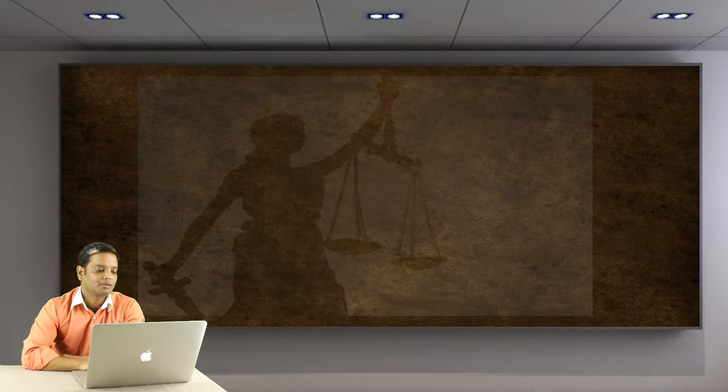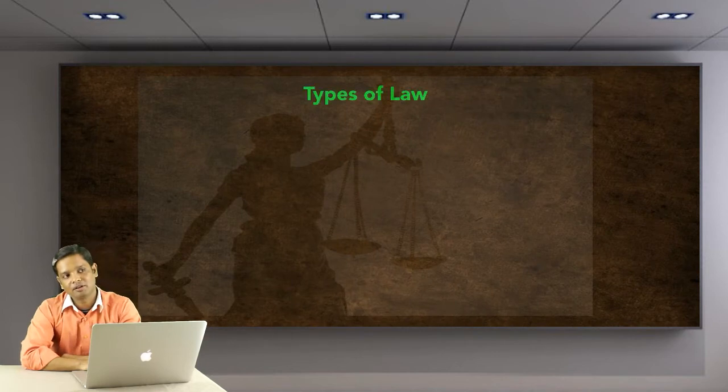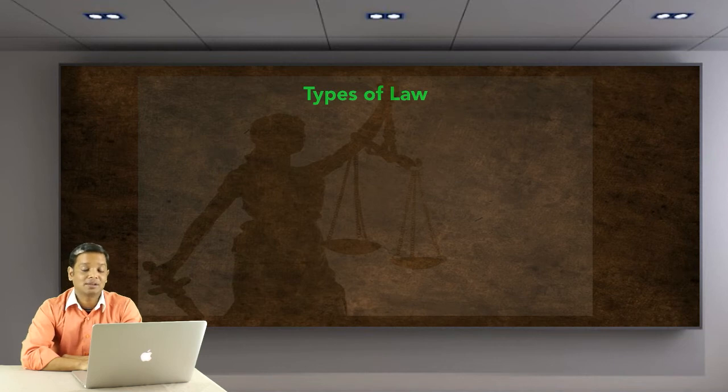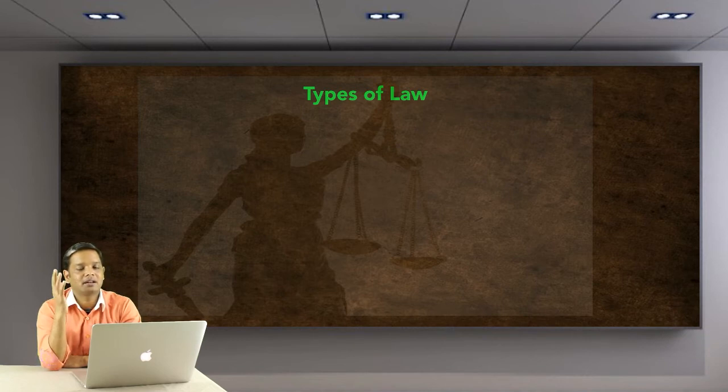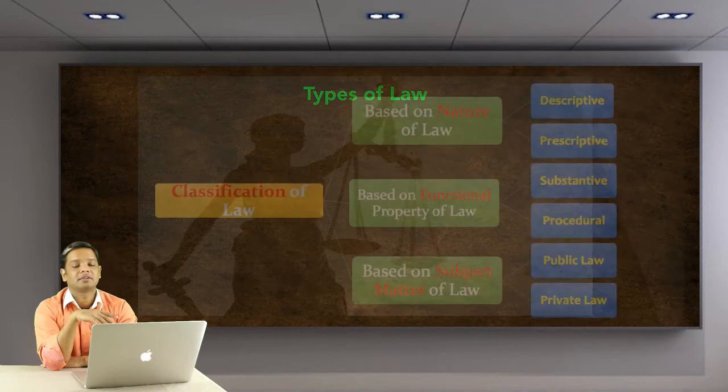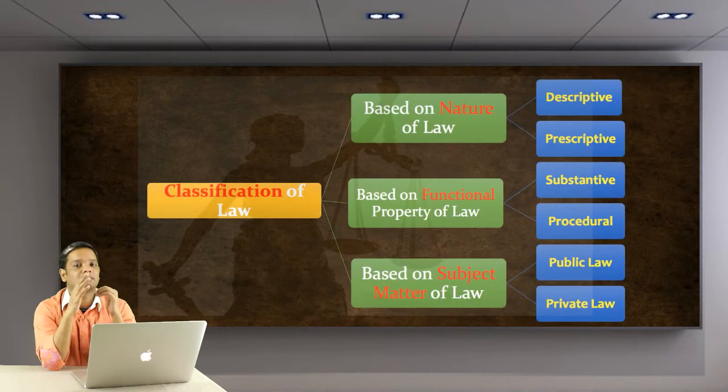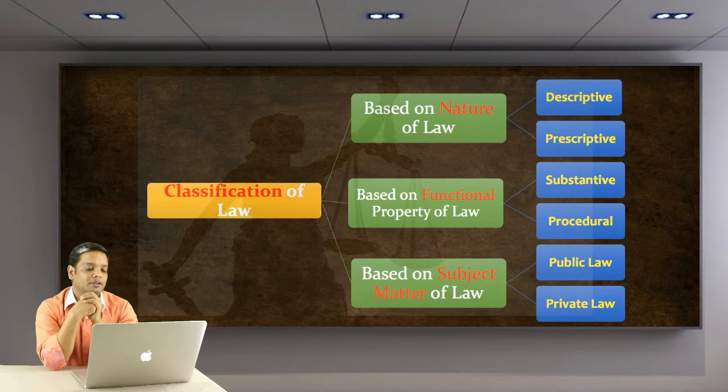Now come to the next topic, that is classification of law. Law is again classified on different bases. It doesn't have any one classification, rather it is classified on different bases. As you can see on the screen, this diagram reflects the different categories of law.